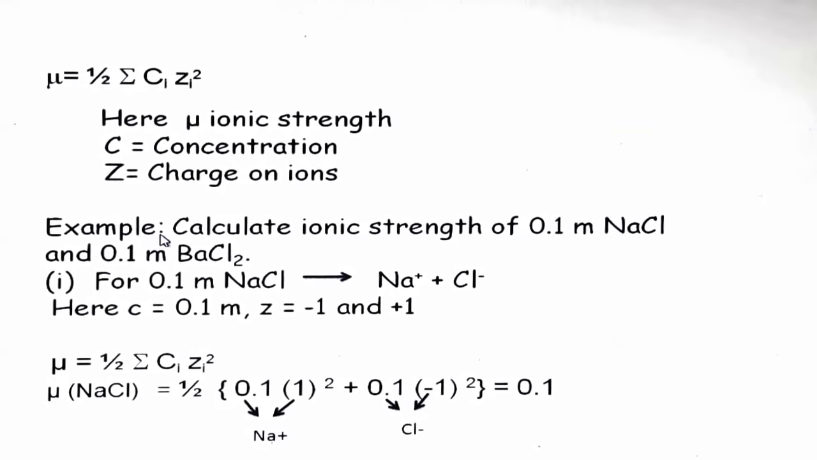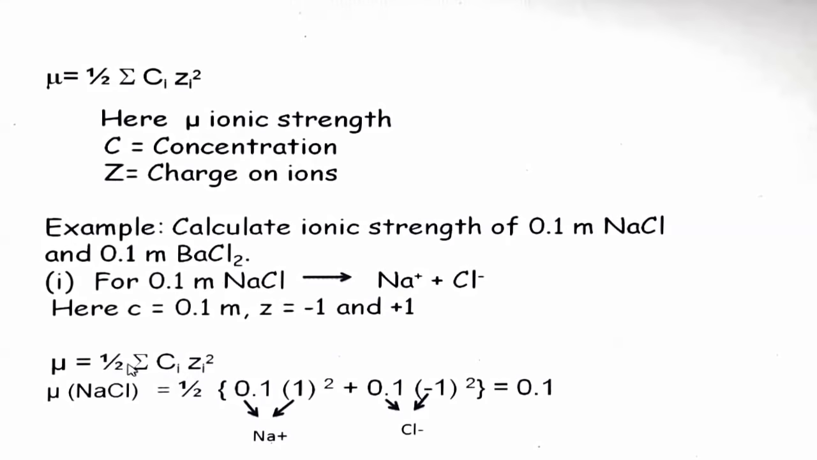First example I have taken: calculate the ionic strength of 0.1 molar NaCl and 0.1 molar BaCl2. For 0.1 molar NaCl, first we have to write the dissociation of NaCl. NaCl dissociates and forms Na plus and Cl minus. The concentration of the solution is 0.1 molar, while Z, the charge, is +1 on sodium and -1 on chloride.